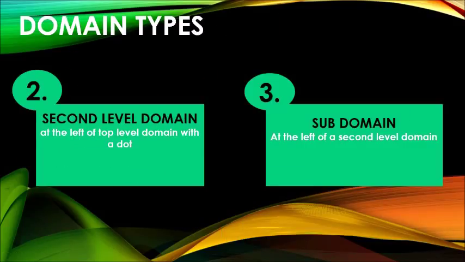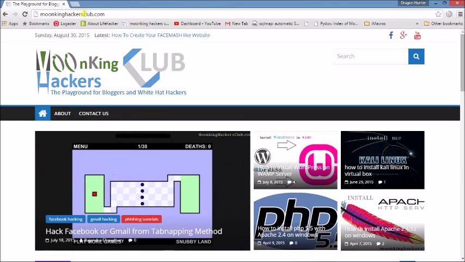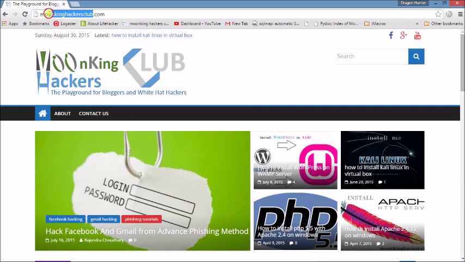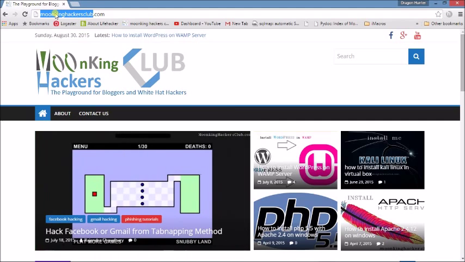Now the second type is the second level domain. It is at the left of the top level domain, and we can see it here. In our domain, to the left of the top level domain, this is the top level domain, and from the left here it is Moon King Hackers Club. This is the second level domain. Generally it is found at the left of the top level domain.